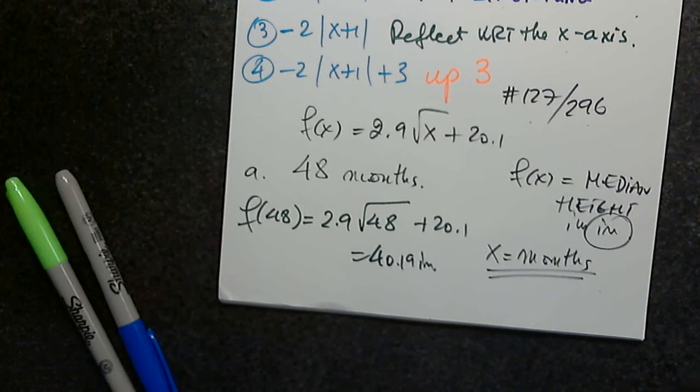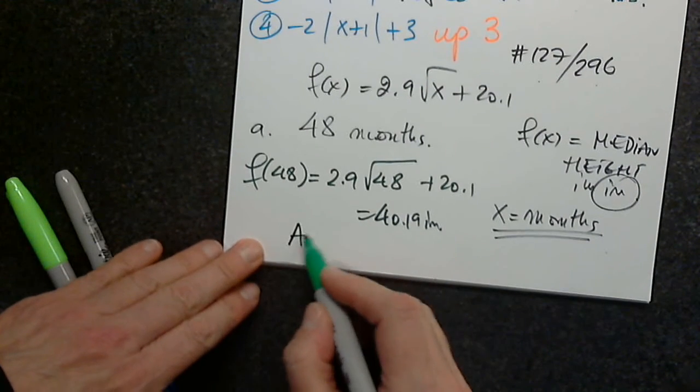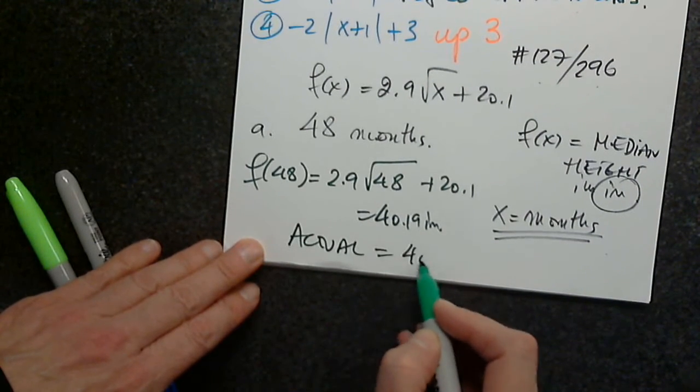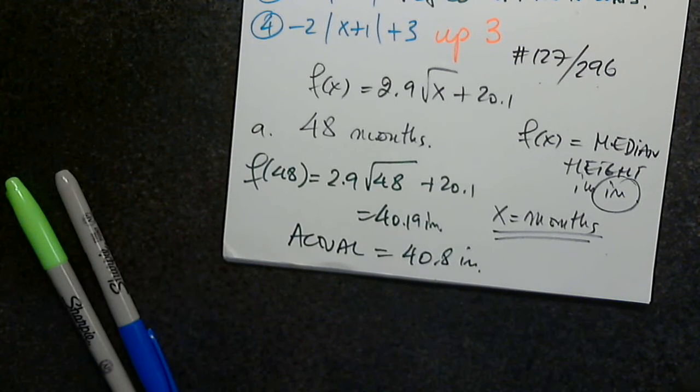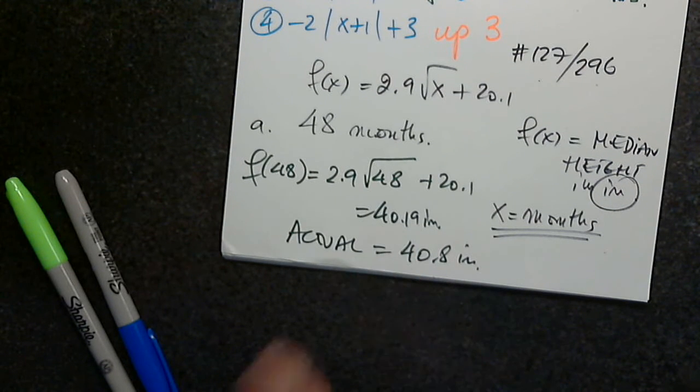Now in part B, it also says the actual median height for boys at 48 months is 40.8 inches. And we're asked now, how well does the model describe the actual height? Do you consider that the model is good for 48 months? This is the correct height, and we get this. I would say myself that this is perfect.